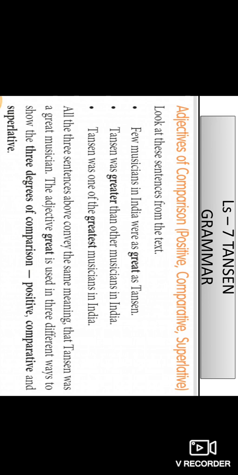Few musicians in India were as great as Tansen. Tansen was greater than other musicians in India. Tansen was one of the greatest musicians in India. You may think that all these three sentences are the same.